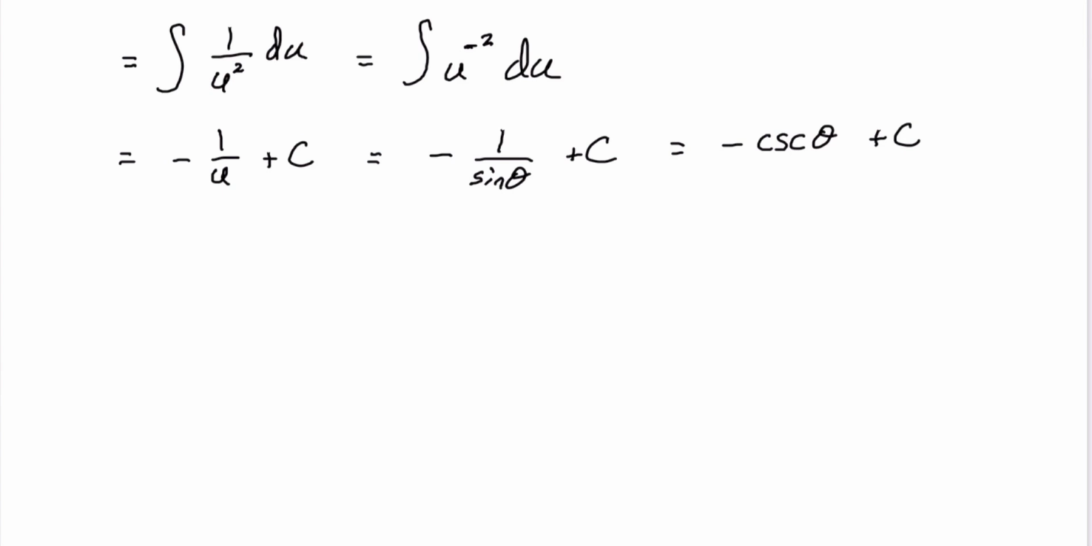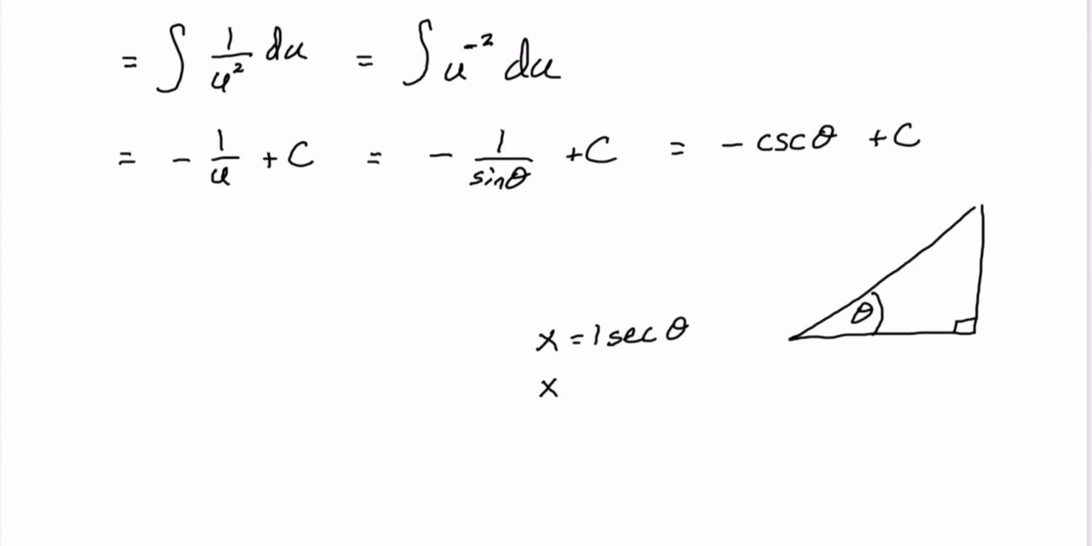We're almost done, but notice the variable is in terms of theta. We want it to be in terms of x since the original integral is in terms of x. Let's now set up our triangle. Let's call this angle theta. And go back to one of those first substitutions we made. We said that x is equal to secant theta, and really it was 1 secant theta. So we can think of this as x divided by 1 equals secant theta.